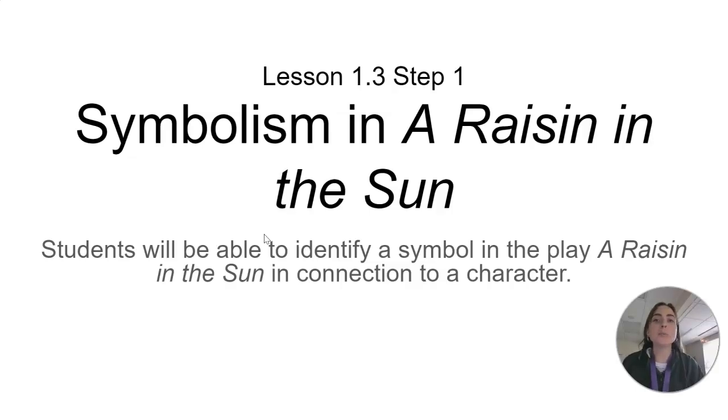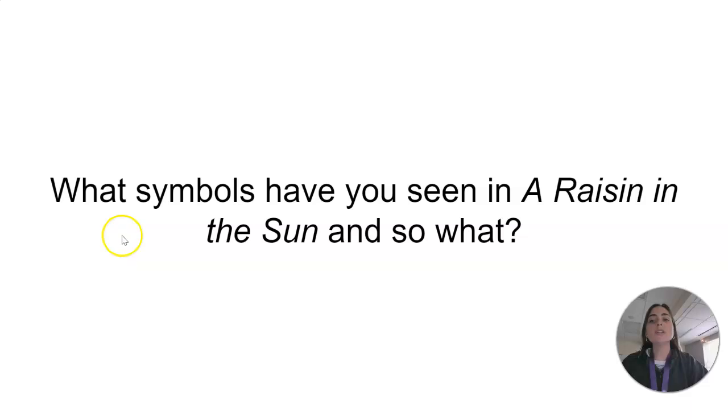Make sure you have your packet open right now to the 1.3 notes so you can take notes while you watch this video. So we have already read Act 1, Scene 1 in the play A Raisin in the Sun. And so today we're going to be talking about some examples of symbols that we've seen so far and what they mean.